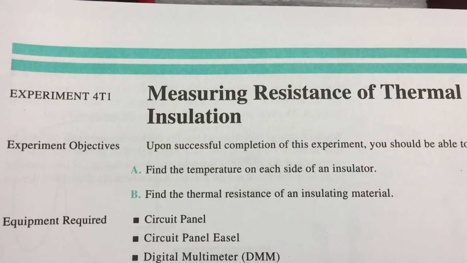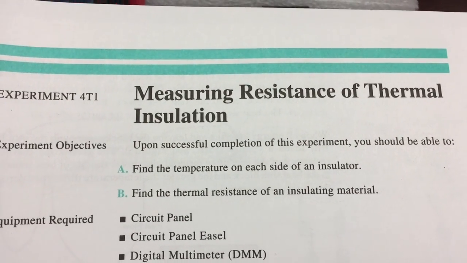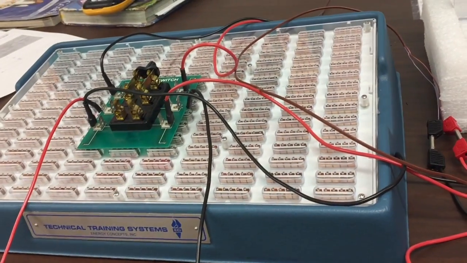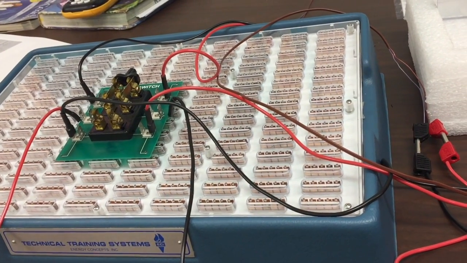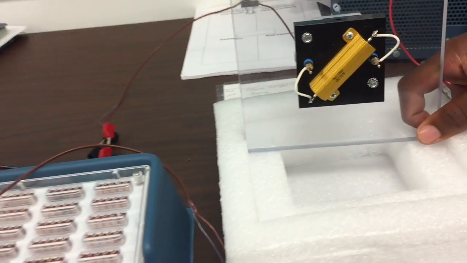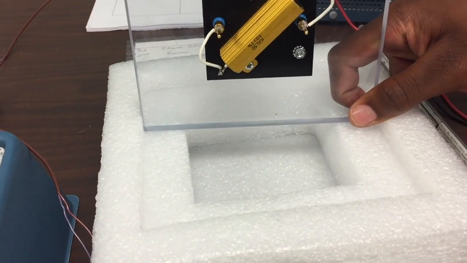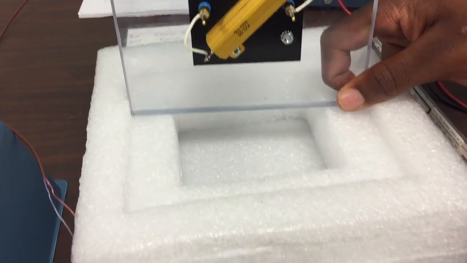Experiment 4T1, Measuring Resistance of Thermal Insulation. Upon completion of this lab, you will be able to find the temperature on each side of an insulator and find the thermal resistance of an insulating material.